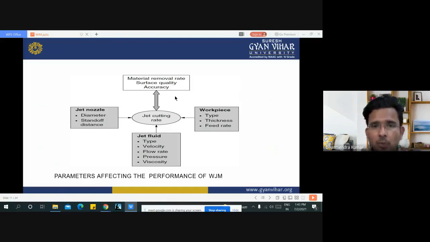The jet fluid properties also affect the jet cutting rate, the material removal rate, or the entire surface quality of the workpiece in the water jet machining process: which type of fluid we are using, the velocity we are using, what is the flow rate, at which pressure we are delivering the fluid to the workpiece, and what is the viscosity of that particular liquid which we are using in the WJM process.